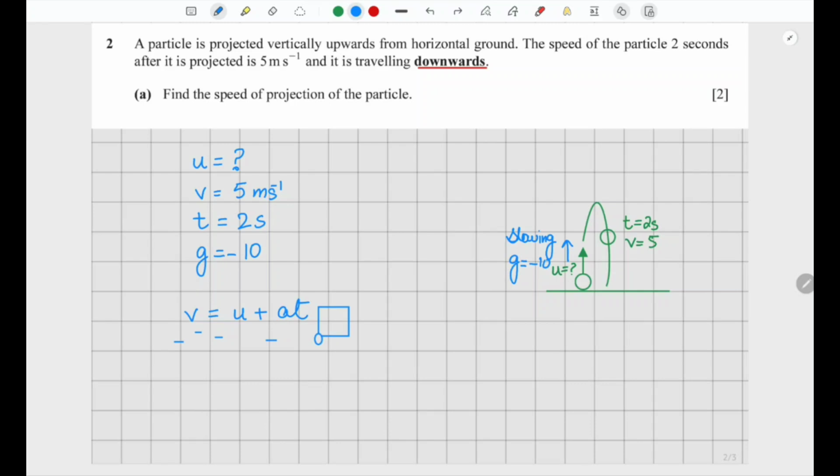So minus 5 equals u plus minus 10 times 2 seconds. From here u will be equal to 20 minus 5, and that will give you 15 meter per second. Okay, so this is part A.